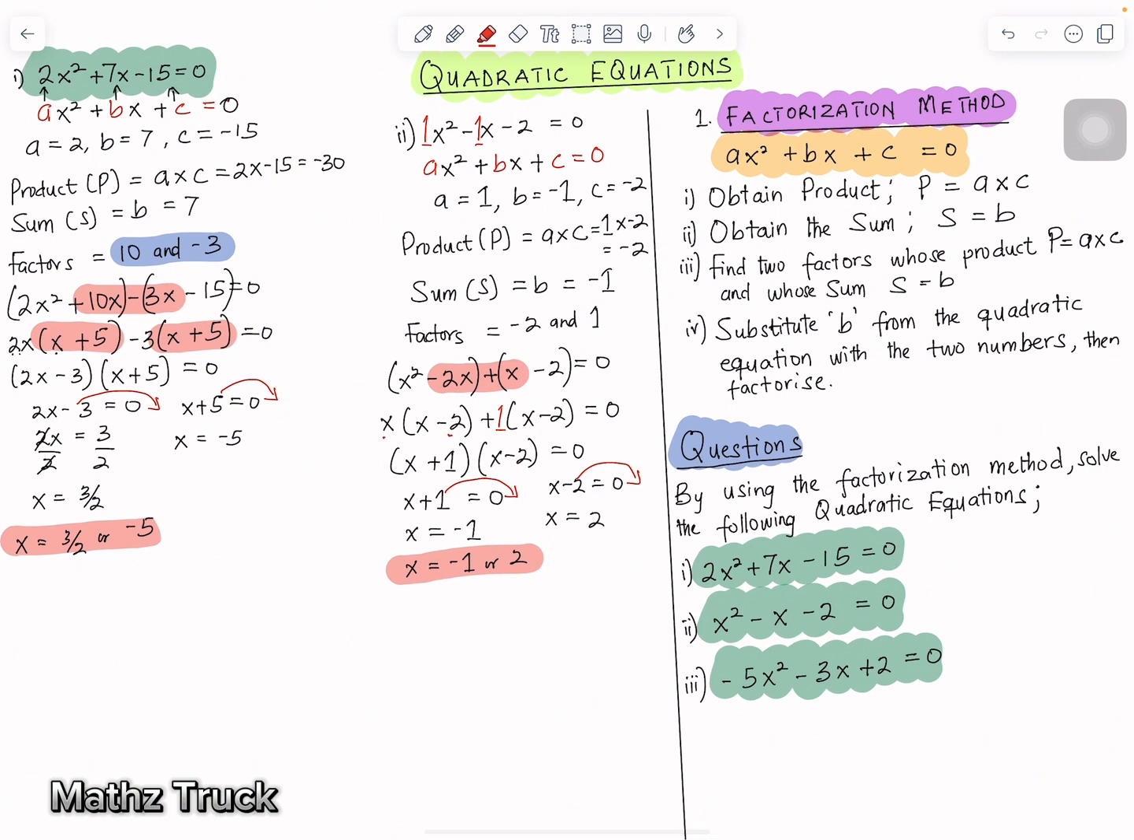Now with question 3, I'll leave it to you, my followers, my audience, my family, for you to solve it and put the answers in the comment section for us to see who has it. So I will also write question 3. As an assignment, we have negative 5x squared minus 3x plus 2 equals 0. Now this is the question left for you guys to solve.